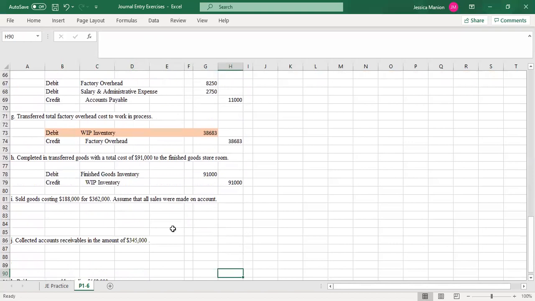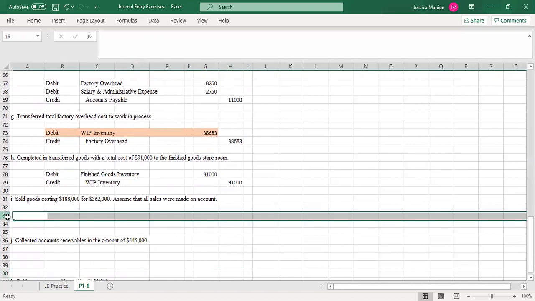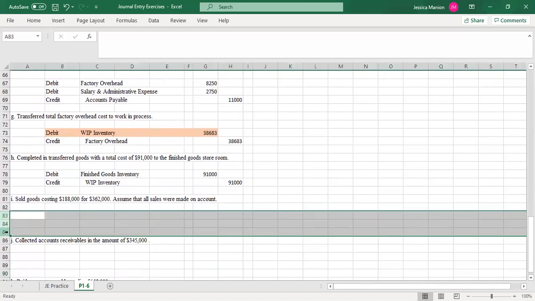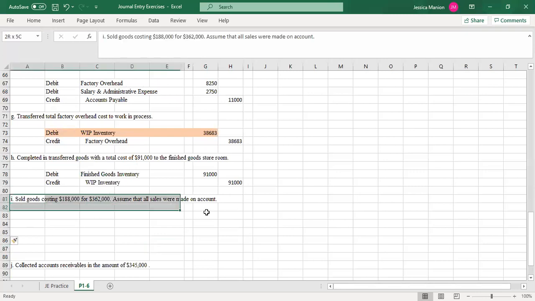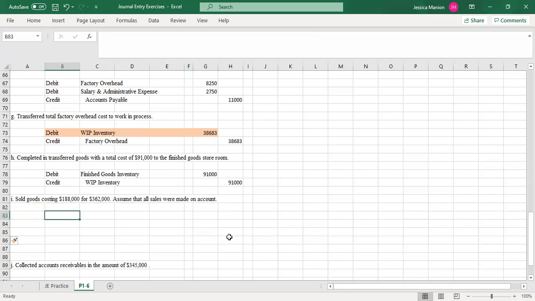And so we know, and I'm not sure why I didn't already add in some different things here. Oh, nice. It just inserts. Okay, good. Now we're going to have two journal entries for letter I, right? So we sold goods costing 188,000. So we need to do the journal entry to move these 188,000 worth of cost into cost of goods sold out of finished goods, right? So we need a journal entry for that. Then we also need a journal entry to record the sale. And so I'm just going to do them in the order that they gave us the numbers.